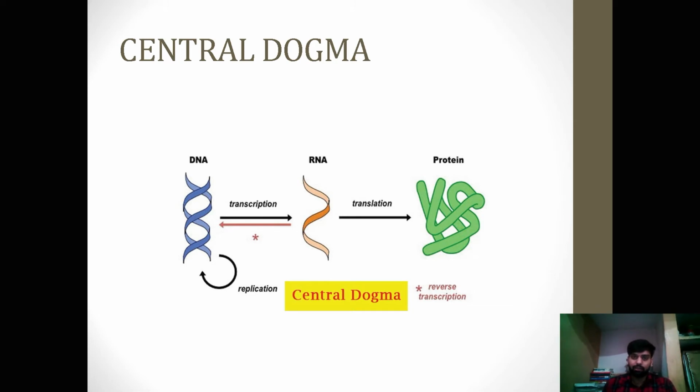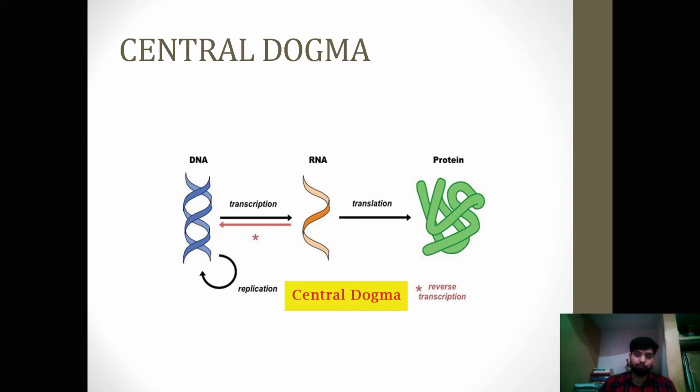Now, if the reverse is happening, that is, the enzyme is acting on the RNA and forming DNA, this is known as reverse transcription, and the enzyme used here is known as reverse transcriptase. So we can also name it as RNA dependent DNA polymerase. So all the reverse transcriptase enzymes are RNA dependent DNA polymerases.